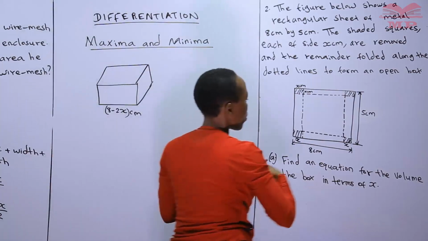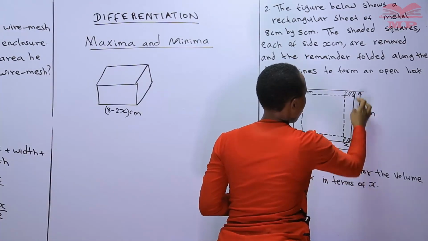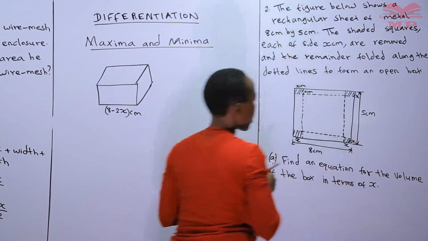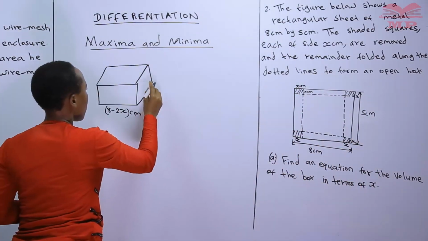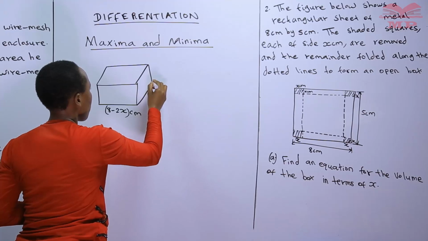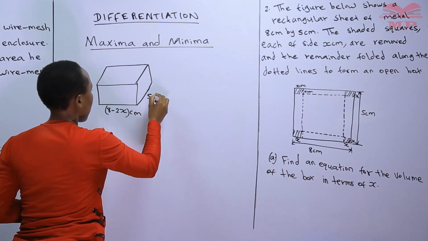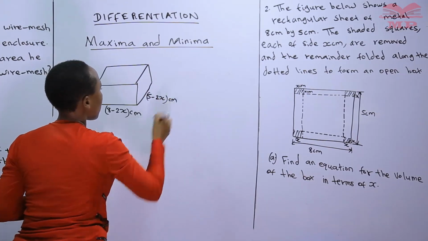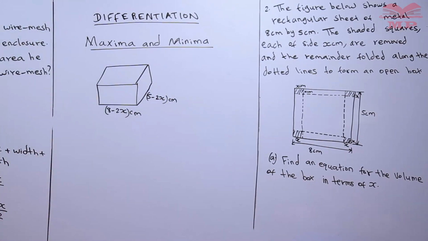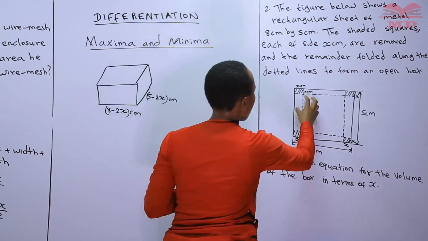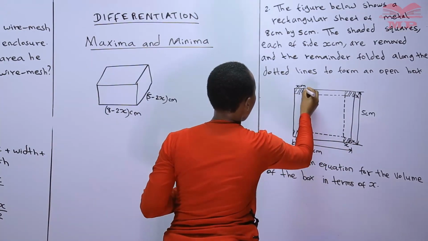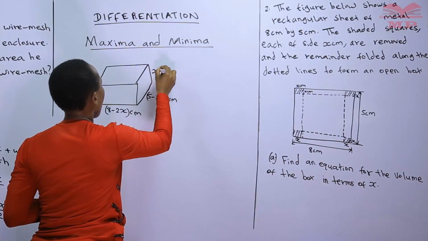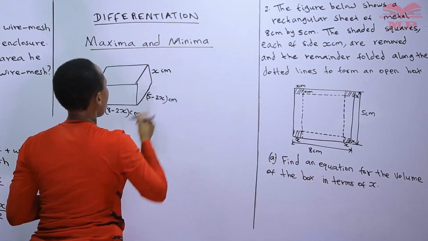Then again, on this side, all of it is 5 minus x and then minus the other x. So we are going to have 5 minus 2x, and these are centimeters. Now we'll have our height. If this is removed, our height now will be this x. This is the length and the width, and the height will have x centimeters.